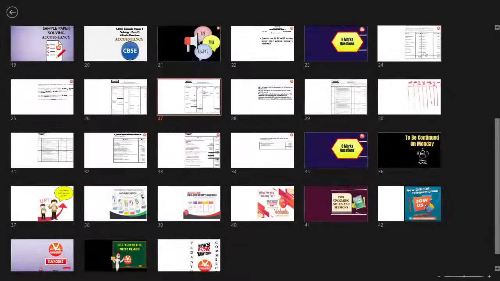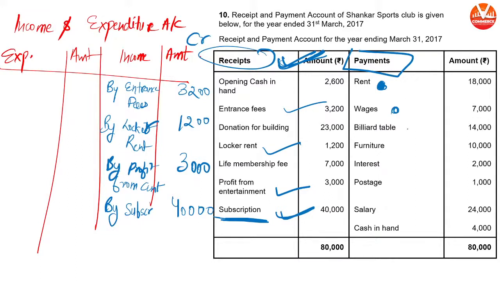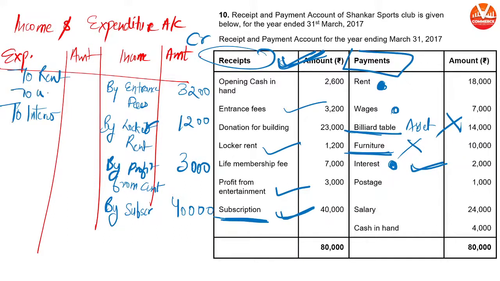Then the next item on the payment side is the billiard table. This is a purchase of an asset. This is capital expenditure. So it will not be recorded in the income and expenditure account. Then we have furniture. This is again a purchase of an asset. So this will also not be recorded in the income and expenditure account. Then we have interest. Yes, interest will be recorded. So to rent, to wages, to interest. These items will be recorded on the debit side of the income and expenditure account.